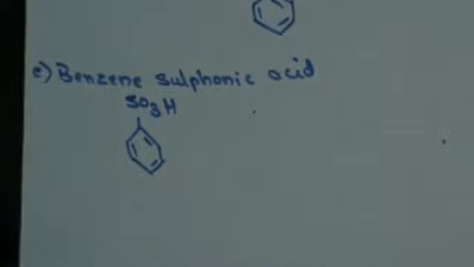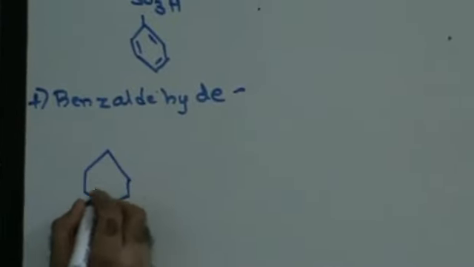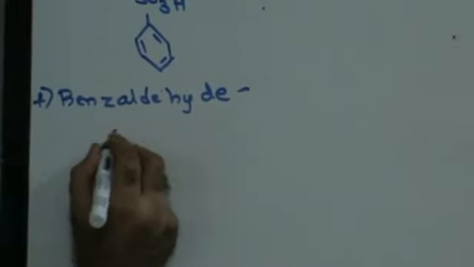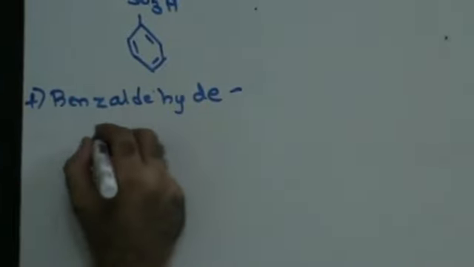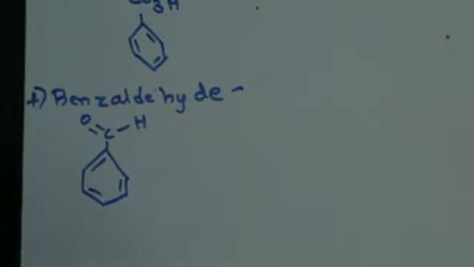Next, what is benzaldehyde? You have carbon and aldehyde, CHO. So O is connected here and H is connected here. This is benzaldehyde.